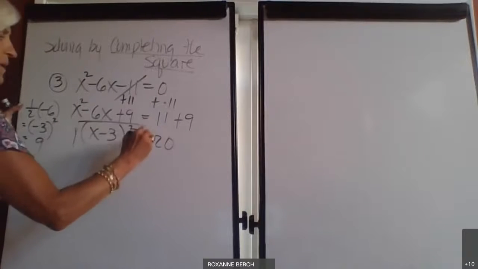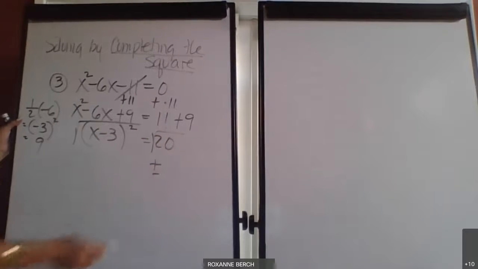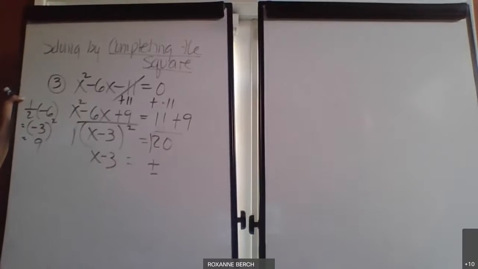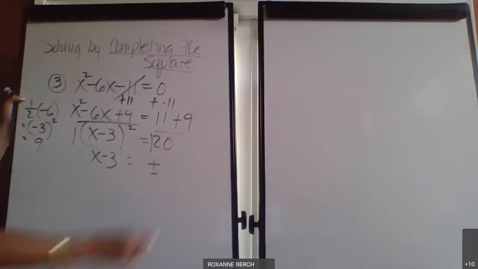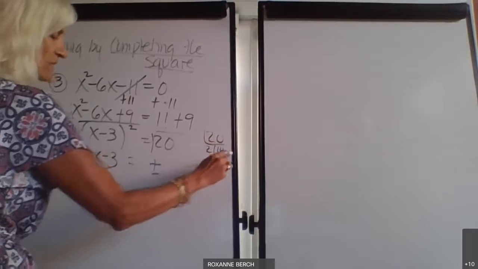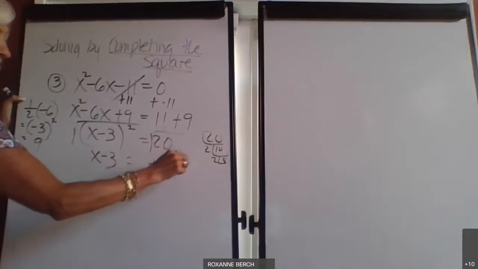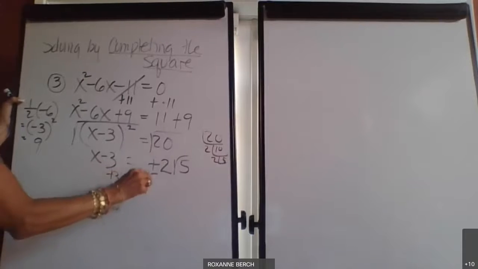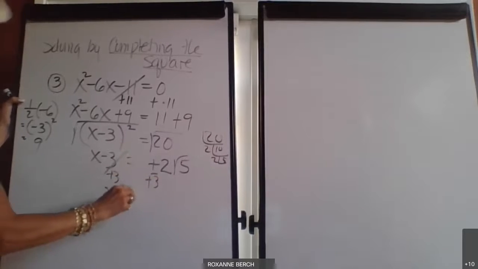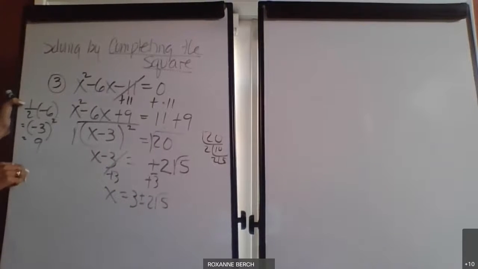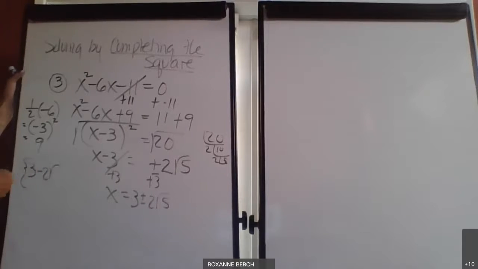Now you're going to take the square root of both sides. Don't forget plus or minus. So you have x minus 3 is equal to plus or minus. Now, don't you have to simplify that radical? Isn't the prime factorization for 20 2 times 10, 2 times 5, doesn't a 2 come out? So now when you add 3, wouldn't your answer be 3 plus or minus 2 radical 5? And don't try to add that 3 and 2. You can't add unlike radicals.